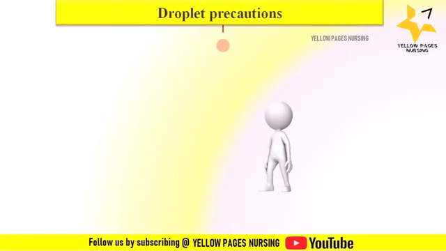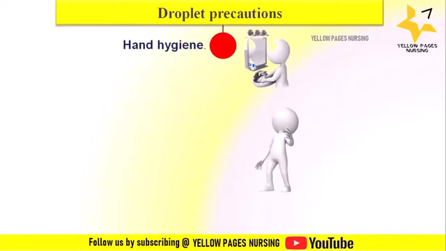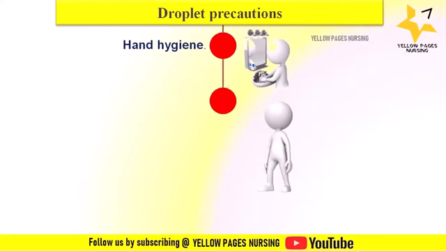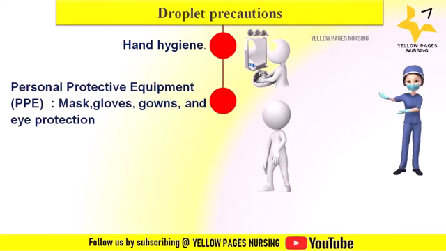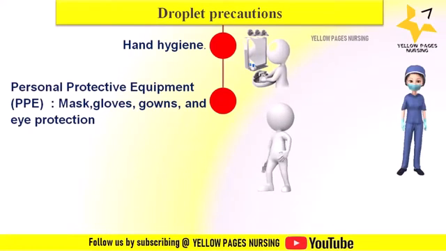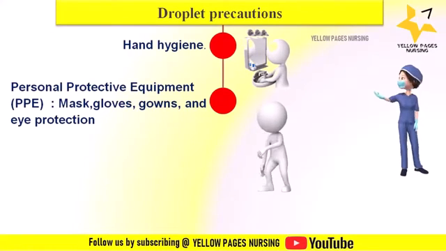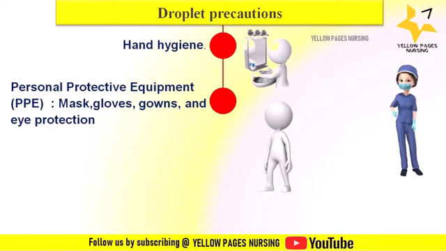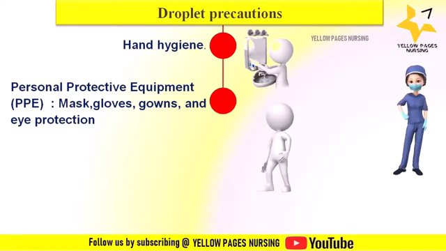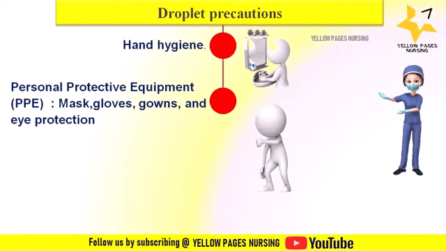Next comes droplet precautions. First is hand hygiene. Perform hand hygiene for at least 60 seconds or use an alcohol-based hand sanitizer. Follow the 5 golden moments of hand hygiene all the time. Next comes personal protective equipment. First comes surgical mask, which reduces the risk of inhaling the respiratory droplets. Next is eye protection. Goggles or face shield to protect the eyes from the droplets.